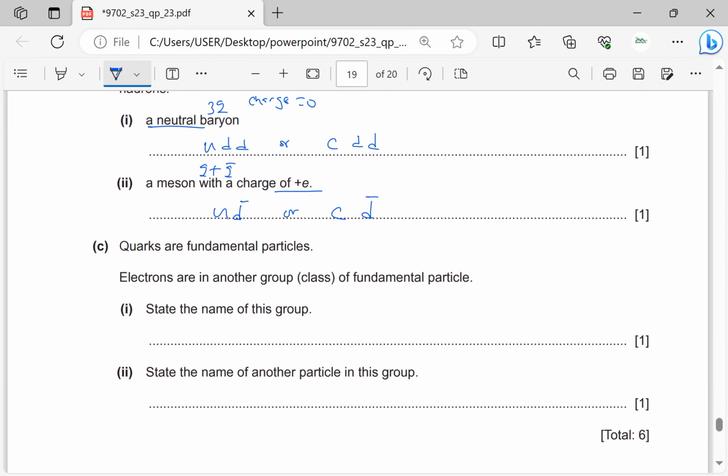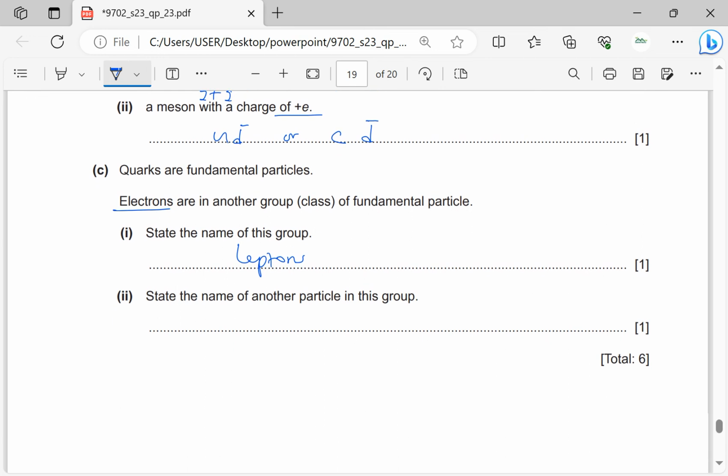Then quarks are fundamental particles. Electrons are in another group of fundamental particles. State the name. Of course, electrons are called leptons. State the name of another particle in this group.